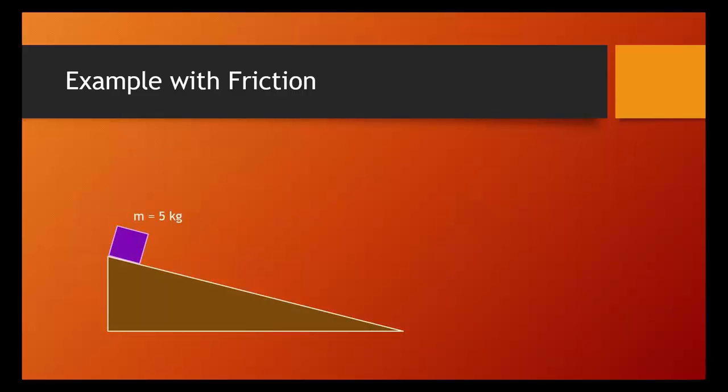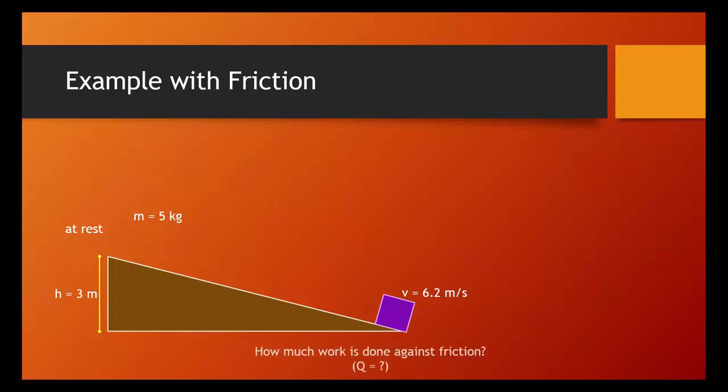Here we have a 5 kilogram mass at rest on a 3 meter tall incline. When we release it, it slides down to the bottom, reaching a final velocity of 6.2 meters per second. The question we want to answer is how much work is done against friction. When you see that phrase, you want to be thinking internal energy. This is our way of asking for how much internal energy is produced during this process.